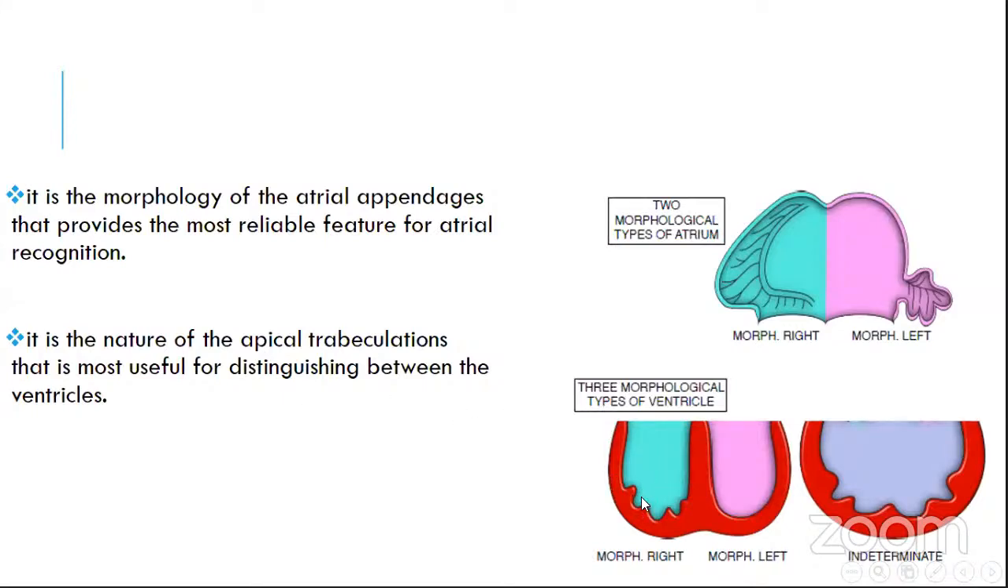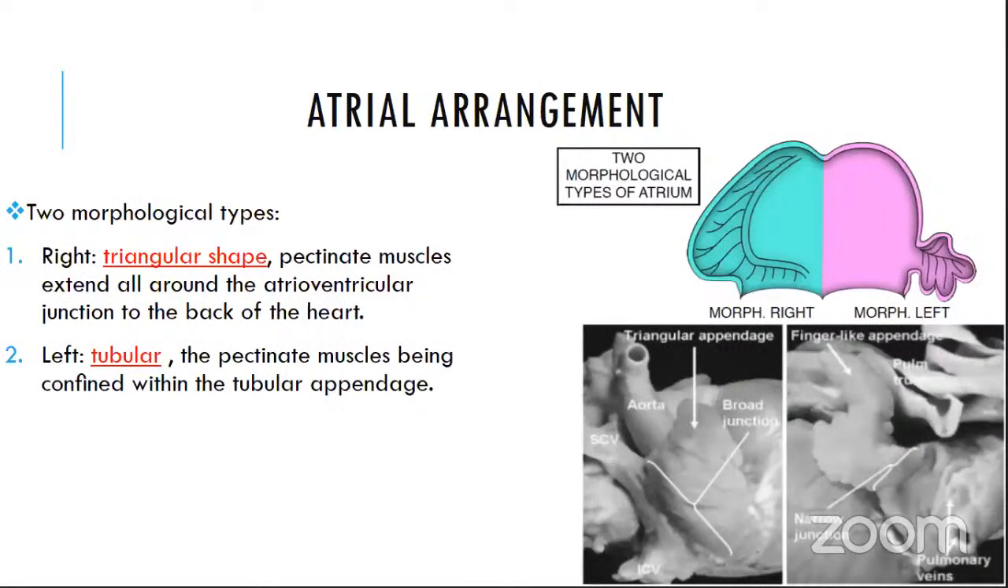As you can see here, the apical trabeculation is coarse in the right ventricle, while the reverse is in the left ventricle, and there is another type which is indeterminate. We will talk about it later on. For atrial arrangement, as we said, two morphological types: right, which is usually triangular shape, with pectinate muscles extending all around the atrioventricular junction to the back of the heart, while on the left side, the pectinate muscles are confined within the tubular appendage.